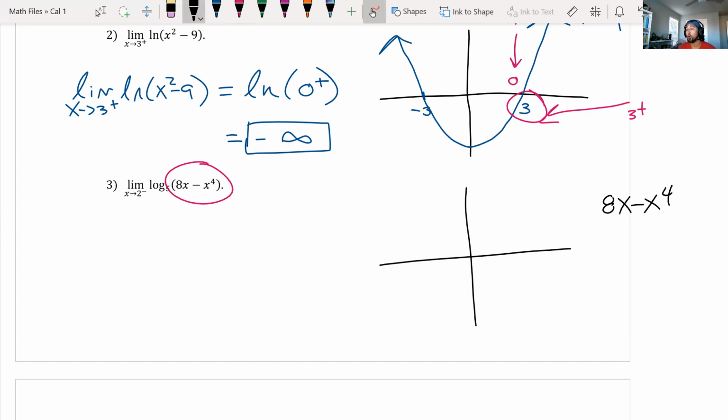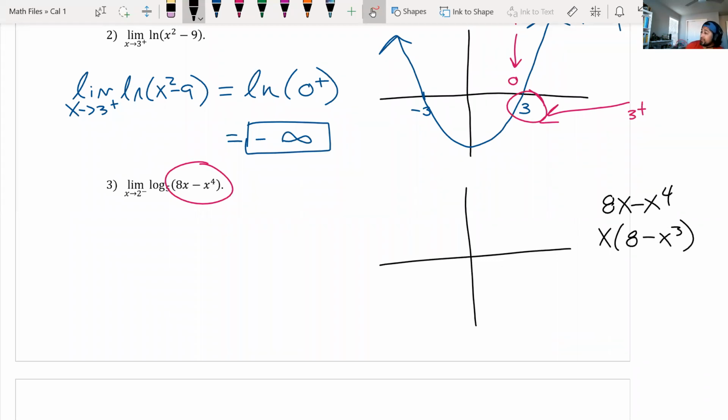Well, if we wanted to graph this, the easiest way to graph a sketch of this would be to think of the x-intercepts. So what could I factor out of this function? An x. And that would leave me with x times 8 minus x cubed.